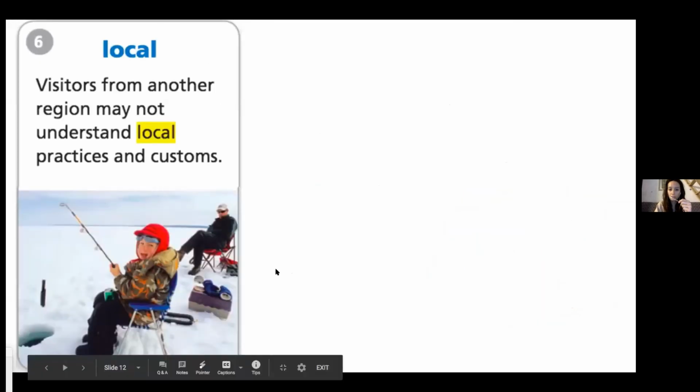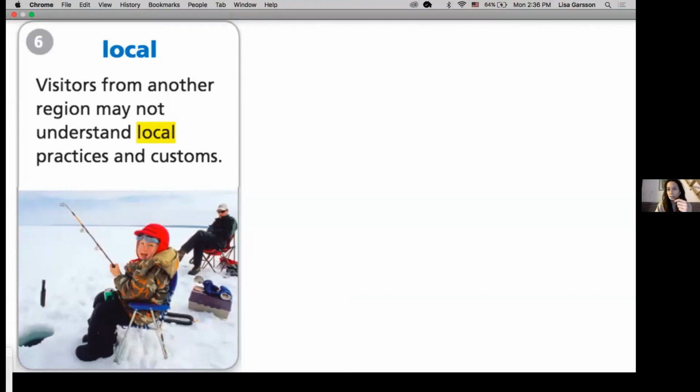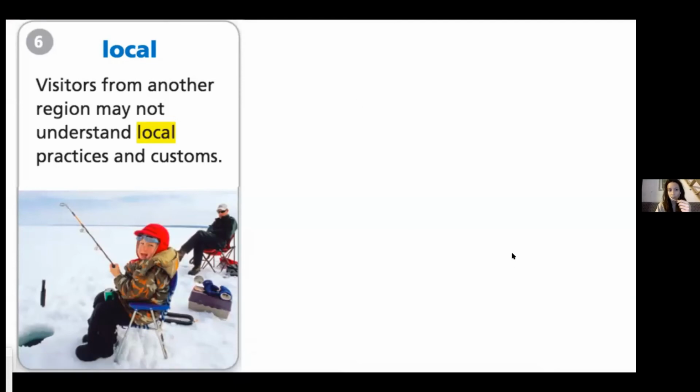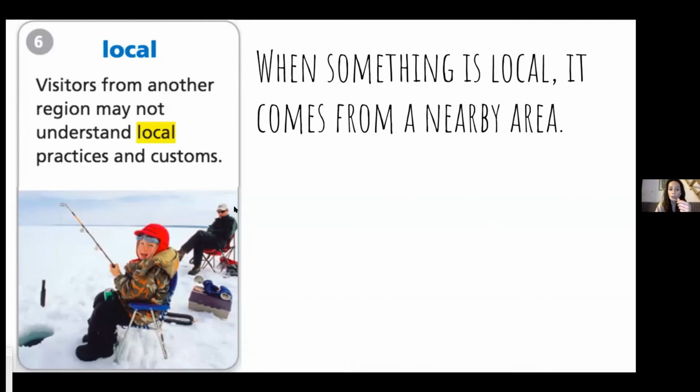Okay, let's move on to our next word, local. Visitors from another region may not understand local practices and customs. Okay, good job. So when something is local, it comes from a nearby area. So if we are talking about Hanoi, visitors from outside of Hanoi might not understand local practices and customs that come from inside Hanoi.